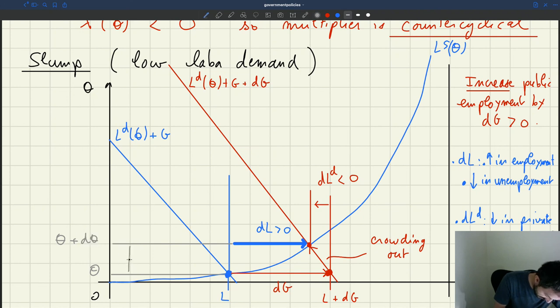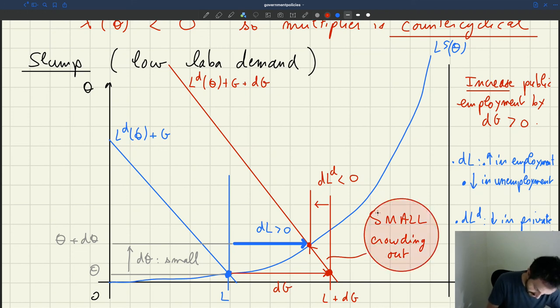This is theta plus d theta. This is d theta, and it's positive. Of course, when you post new jobs in the public sector you increase tightness, but the increase is not very big. So there is very little crowding out. Crowding out here is small. Okay, so that's a slump: very flat labor supply, small increase in tightness, small crowding out, and so a big multiplier. So the dL over dG, if you want, is close to one.